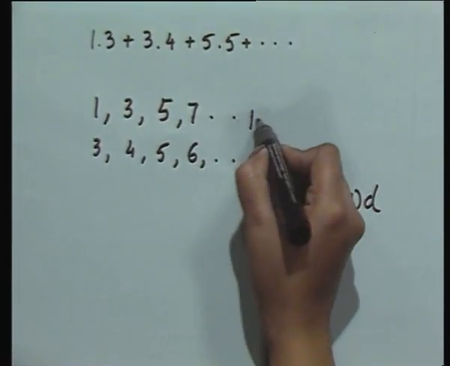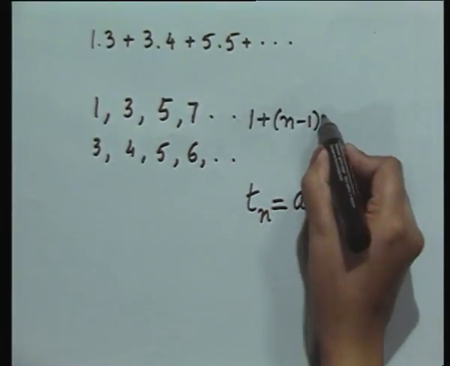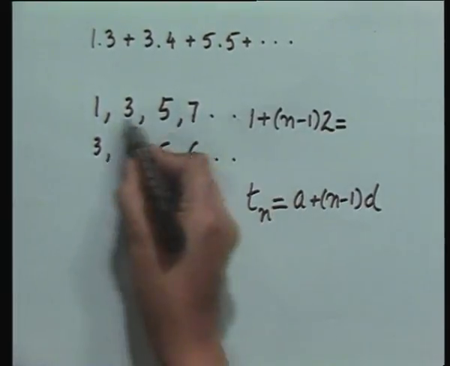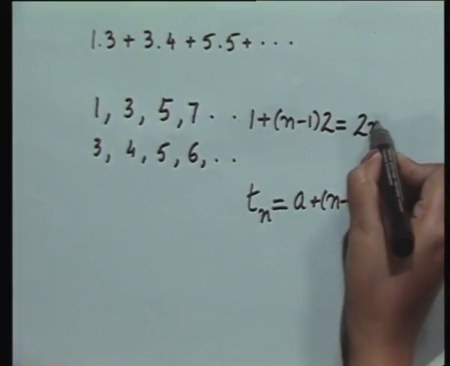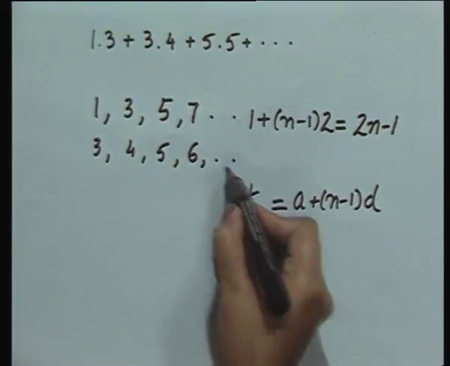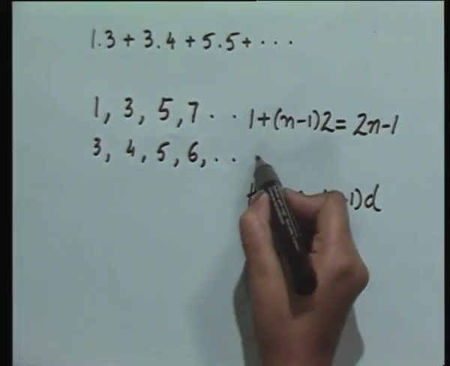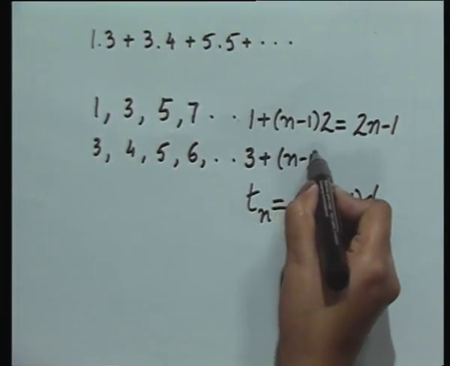That's right. So we will use this result here, and for the first series we can put it as 1 plus n minus 1 into 2. 2 is our common difference in this series. Yes, ma'am. And therefore it becomes 2n minus 1. 2n minus 1. Similarly, I am sure you will be able to try for this. Yes, ma'am. Here it will be 3 plus n minus 1 into 1.